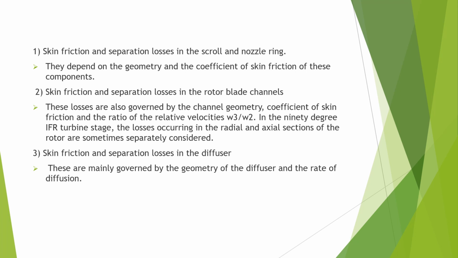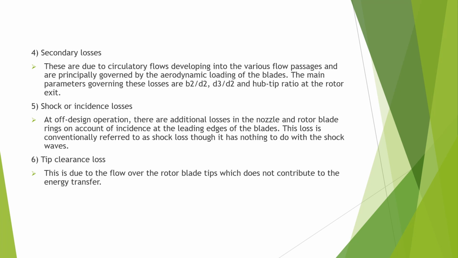The third one is skin friction and separation losses in the diffuser. These are mainly governed by the geometry of the diffuser and the rate of diffusion. The fourth, secondary losses, are due to circulatory flows developing in the various flow passages and are principally governed by the aerodynamic loading of the blades. The main parameters governing the losses are D2 by D2, D3 by D2 and the hub tip ratio at the rotor exit.